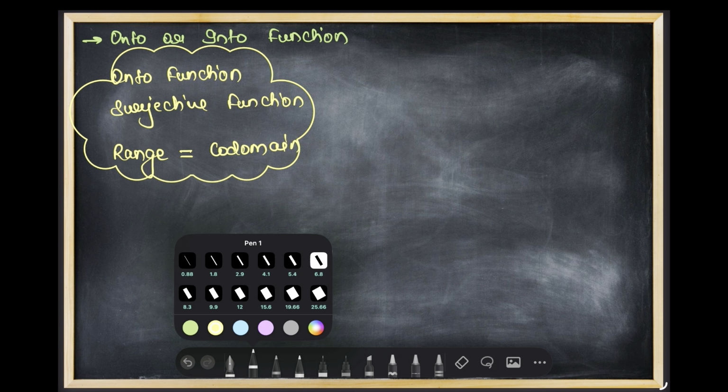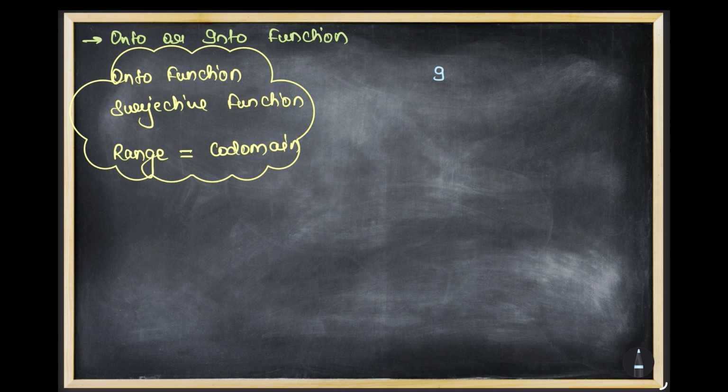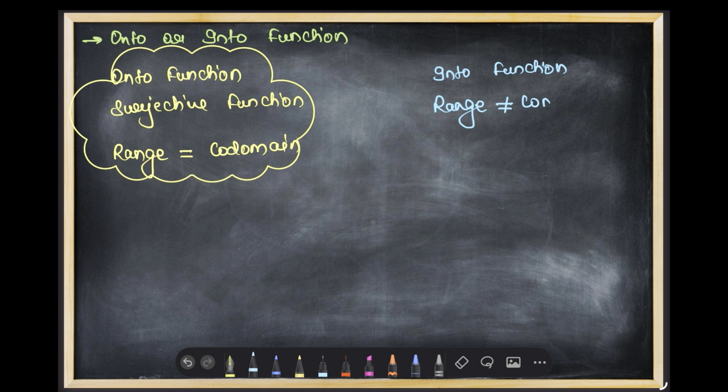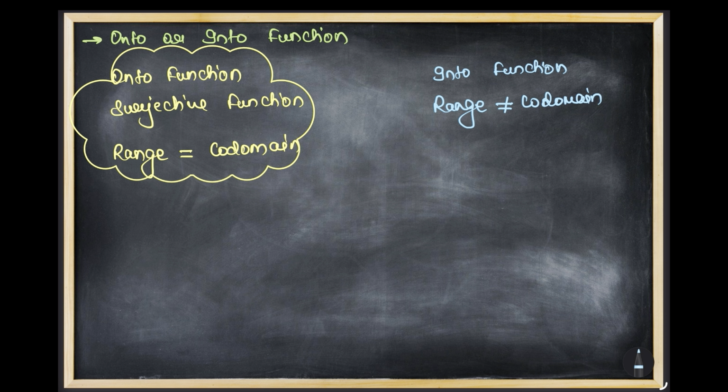Like, into function. What we will do is again find out the range. Suppose that the range is not equal to the codomain, meaning the range is a subset of the codomain. If the range is not equal to the codomain, then it is an into function.